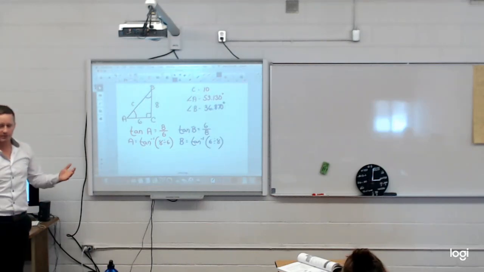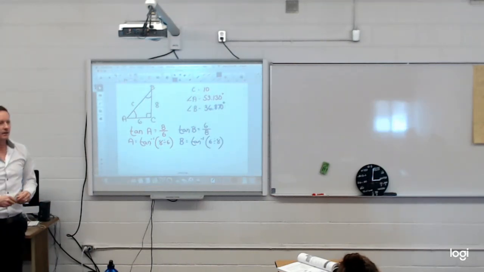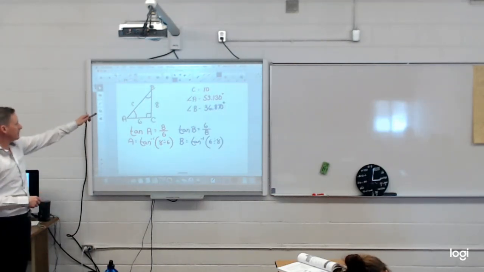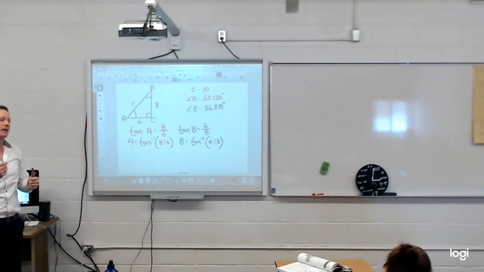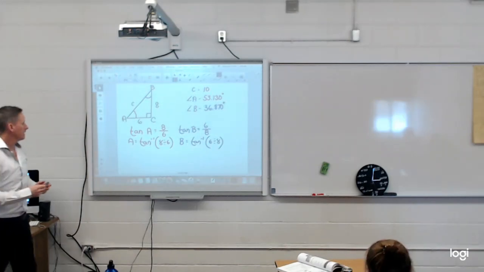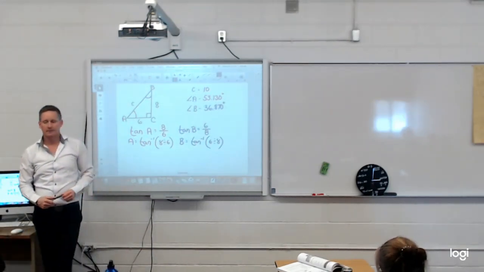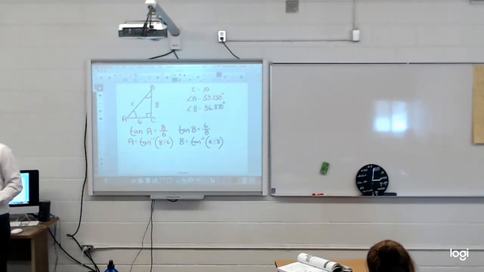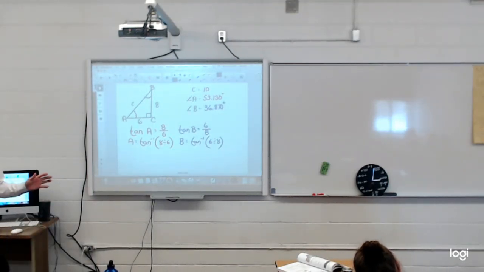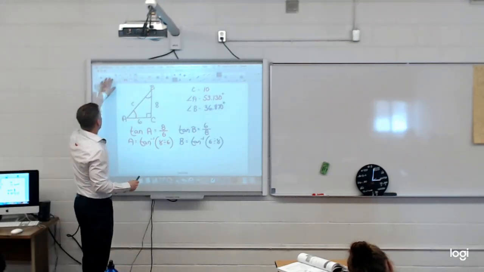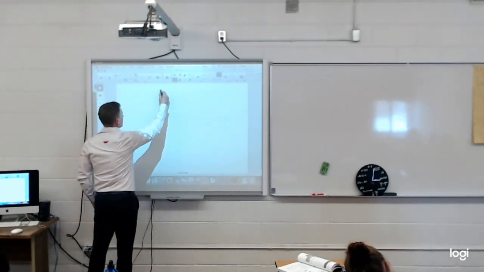So I'm going to work with everybody. In this case, I was given the opposite and the adjacent, and depending on which angle, whether it was A or B I was looking at, those numbers switched, right? This one was 8 over 6, this one was 6 over 8. So far, so good? Any questions? All right, so let's have a look at one more example, and then I'm going to let you work.